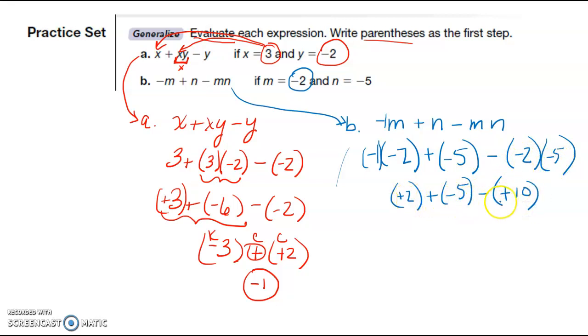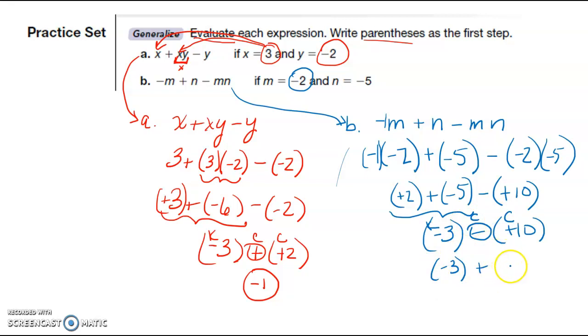Now I have all pluses and minuses, so I can go left to right. A positive 2 plus a -5, opposite signs, so 5 minus 2 is 3. Take the sign of the larger. And then we have a subtraction problem, so we're going to do keep, change. Same sign, we add and keep the sign.